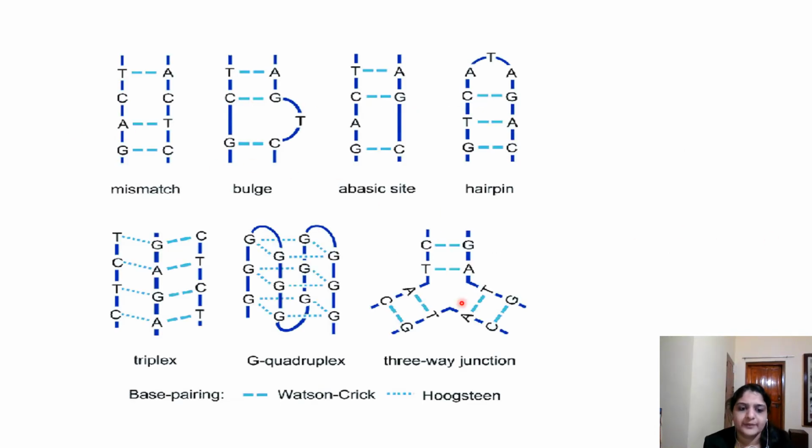So it's a diagram: triplex DNA, G-quadruplex DNA, three-way junction. These bonds represent the Watson-Crick bonds, and these dotted bonds are the Hoogsteen pairs. So that's the answer here. Triplex DNA is formed due to Hoogsteen pairs. There are many Hoogsteen pairs in triplex DNA.